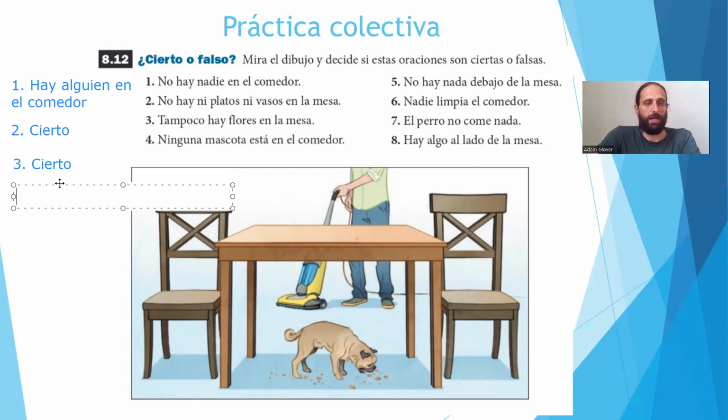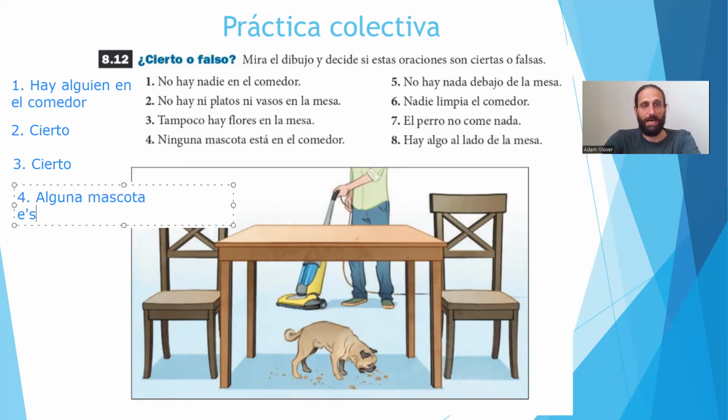Number four. Ninguna mascota está en el comedor. Is that true or false? Well, that's false. There is a pet in the room, in the comedor, the dining room. So what do we say? What's the opposite of ninguna? Alguna. Alguna mascota está en el comedor.